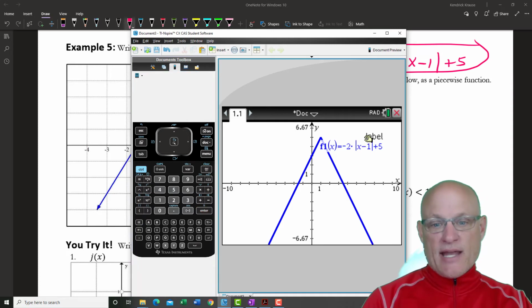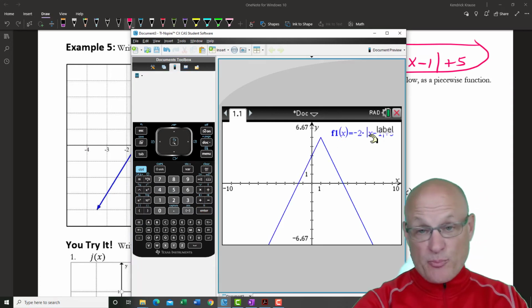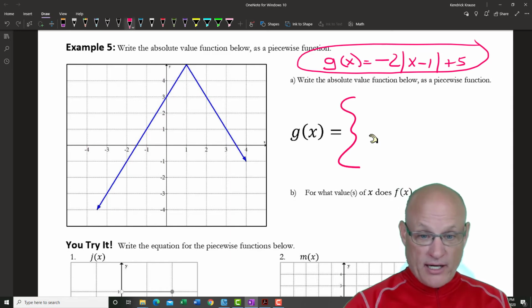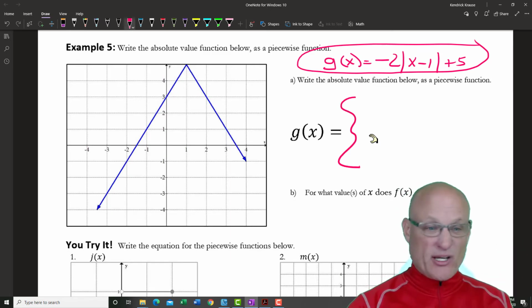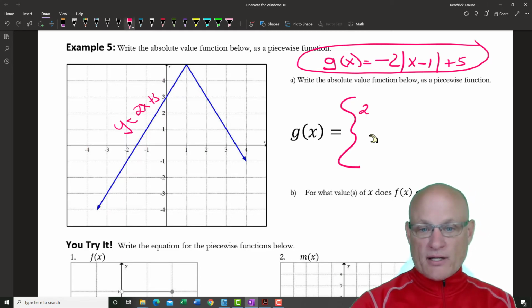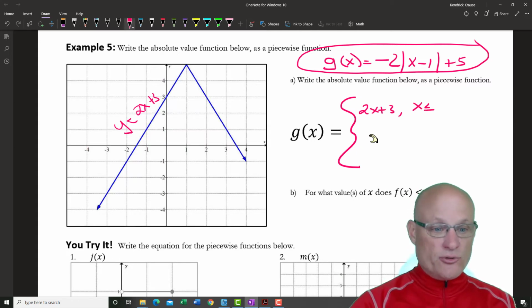There's that. Now, I'm going to show you in a second how you do piecewise functions on the calculator. So you got to do a big curly bracket. Now we only have 2 pieces, so that's okay. This piece is relatively straightforward. This piece right here is y equals up 2 over 1, so 2x plus 3. And we're going to do that for x is less than or equal to 1.